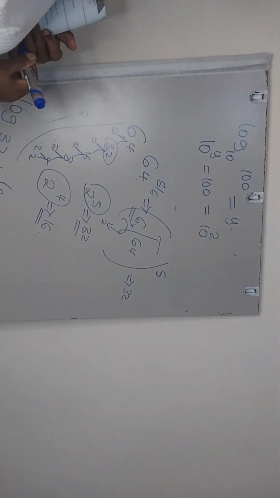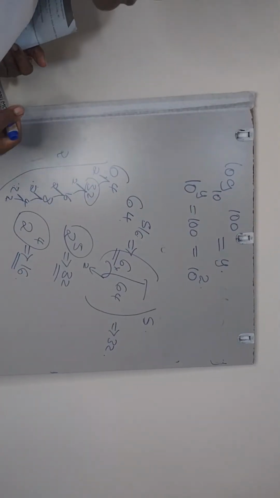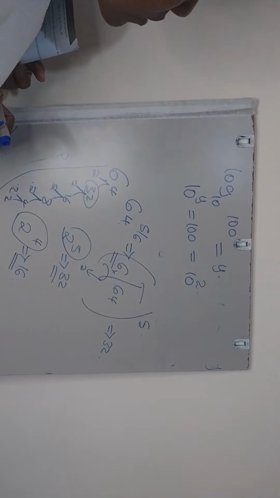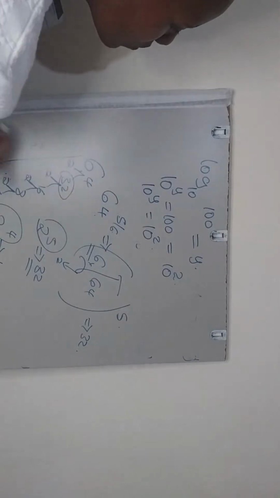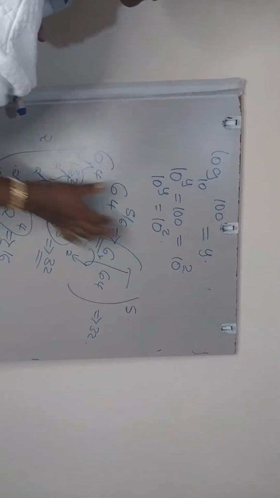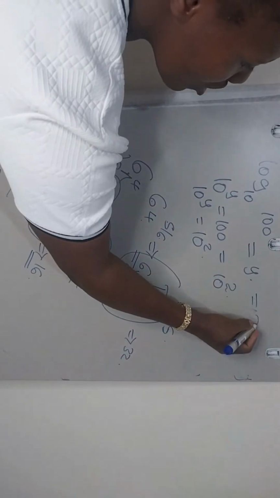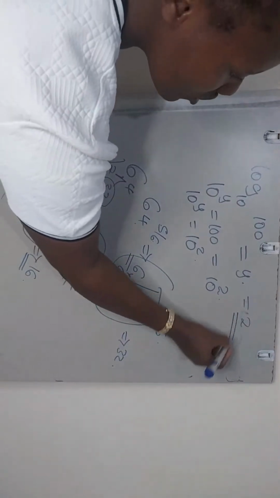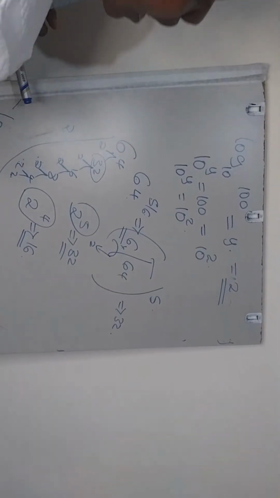Indices says when bases are the same and separated by an equal sign, powers are equal. For example, 10 to power y is equal to 10 to power 2. What is the value of y? 2. So, in short, log 100 to base 10 is equal to 2. So, the answer for that question is simply 2.